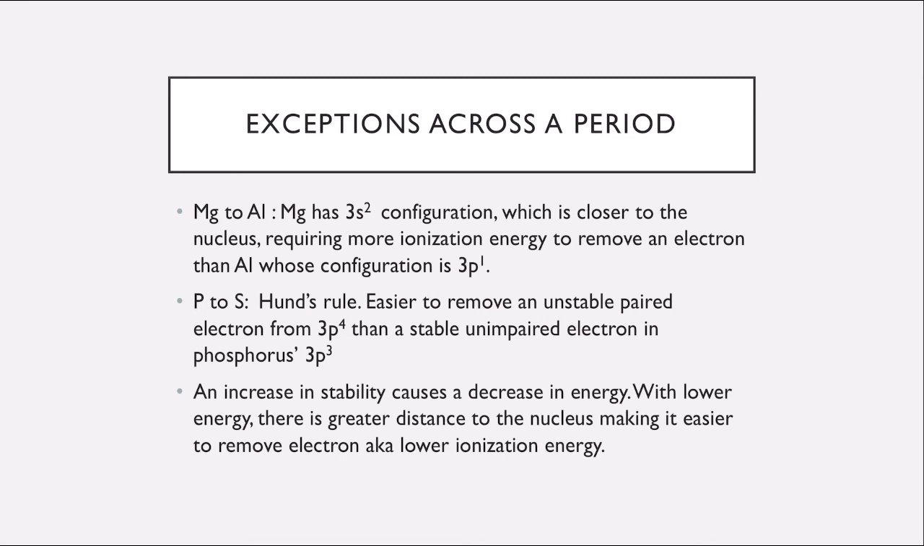Next, across the period again, is phosphorus to sulfur. So phosphorus' electron configuration is 3p3 and sulfur's is 3p4. Now, it's easier to remove an electron from 3p4 because of electron-electron repulsion. Electrons are more stable when unpaired or half-filled, as proven by Hund's rule. So an increase in stability means a decrease in energy for the electron, therefore making it further away from the nucleus and easier to remove. So we can state that it's easier to remove paired electrons than unpaired, meaning a lower ionization energy.